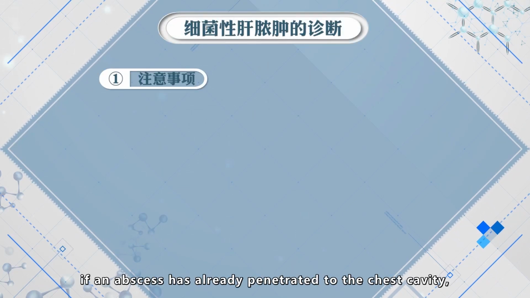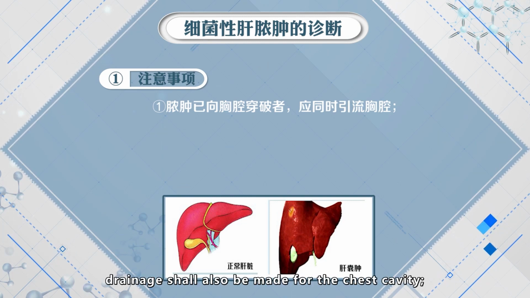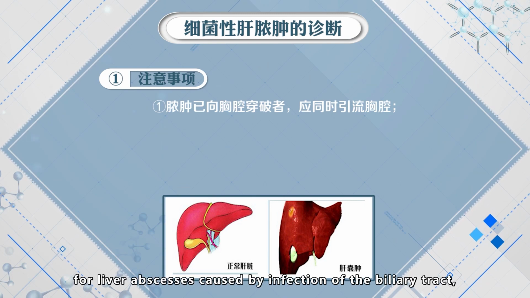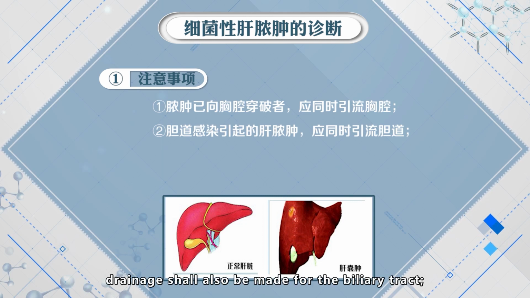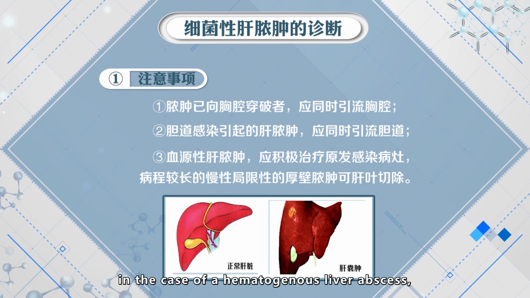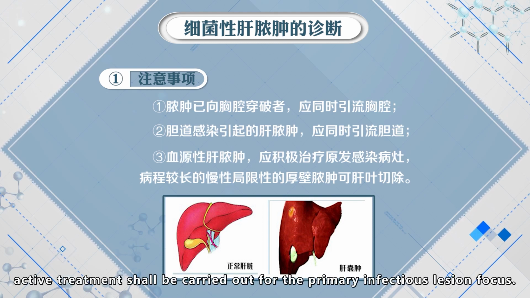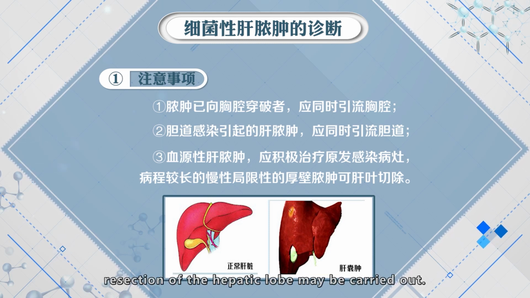If an abscess has already penetrated to the chest cavity, drainage shall also be made for the chest cavity. For liver abscesses caused by infection of the biliary tract, drainage shall also be made for the biliary tract. In the case of hematogenous liver abscesses, treatment shall be carried out for the primary infectious lesion focus. For chronic localized thick-wall abscesses of a long course, resection of the hepatic lobe may be carried out.